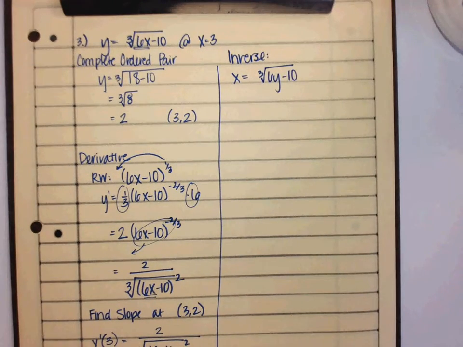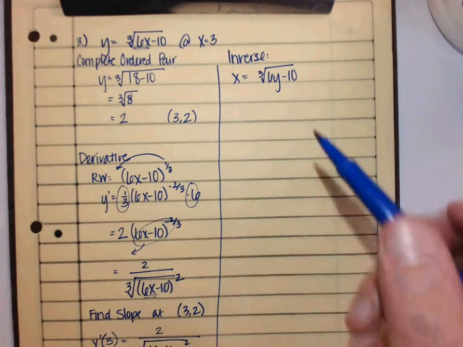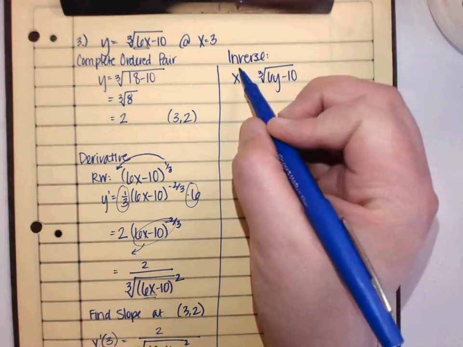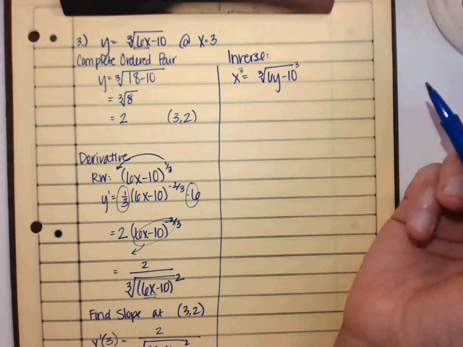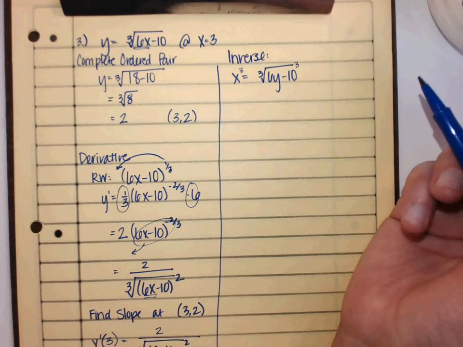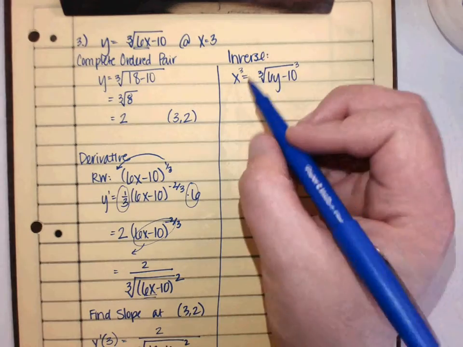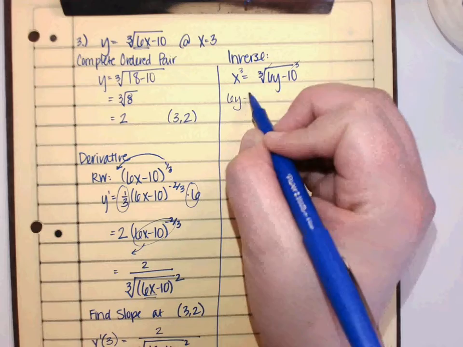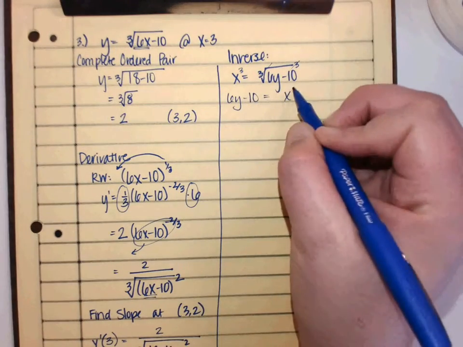What do we do first? Add the 10 over? No. What do you do first? Cube. Okay, you cannot add a 10 if it's inside a root. That doesn't count. So I have x cubed equals, my cubic and my cubic root cross out, 6y minus 10 equals x cubed. Next step.